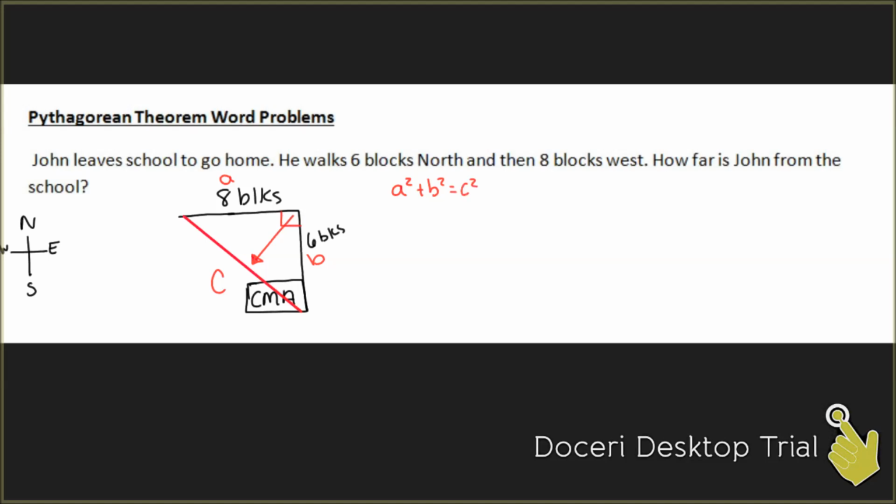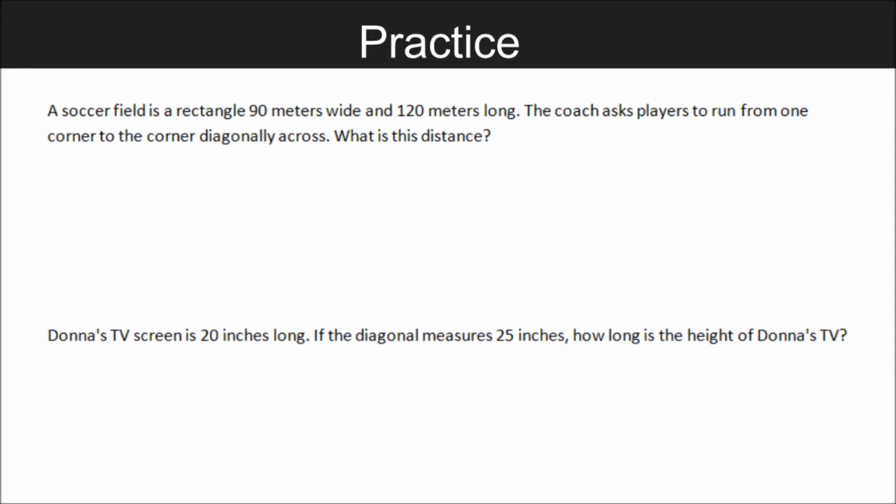So now you're going to have a chance to finish this problem. You're going to start by substituting in the 8 and the 6 in for A and B. Once you have finished that, there's a couple of practice problems down below. And anytime we do a word problem, I want you to draw out a sketch or a diagram of what the problem is saying. So for the one about the soccer field and about the TV, you're going to have a sketched diagram of what this looks like. Then you're going to solve it over to the side.